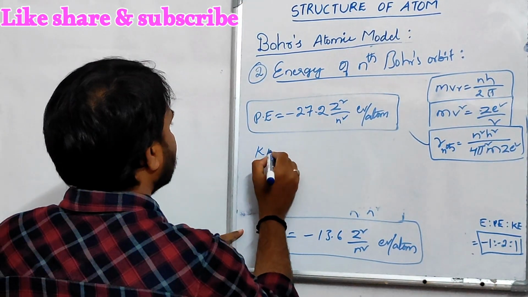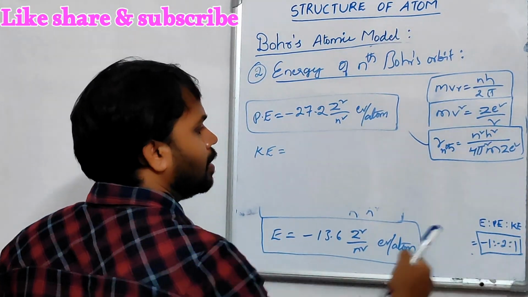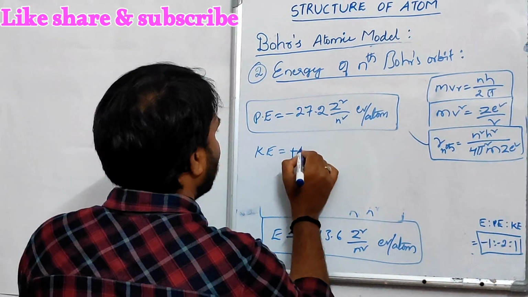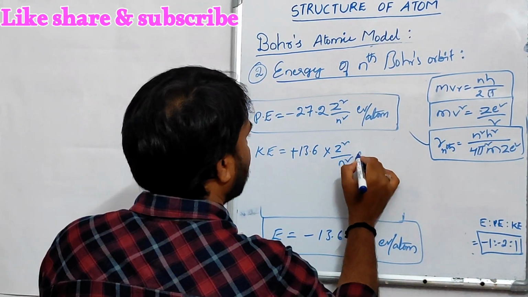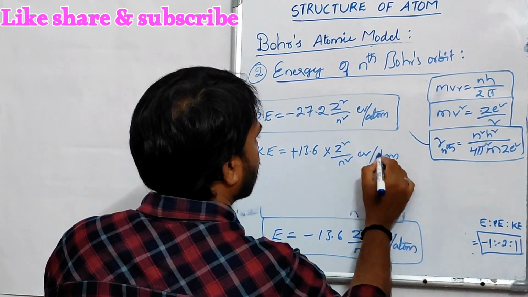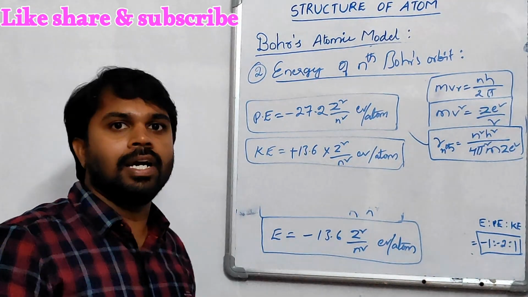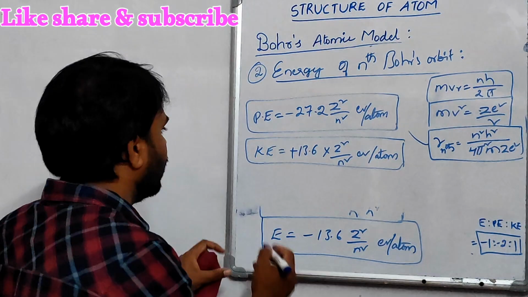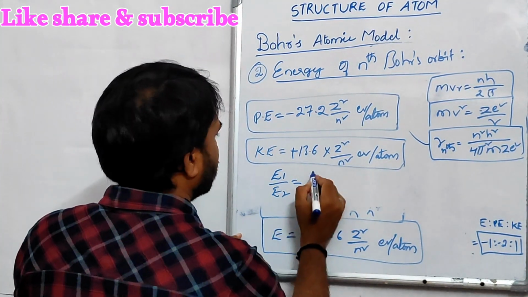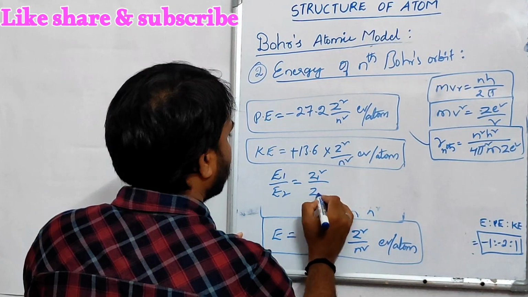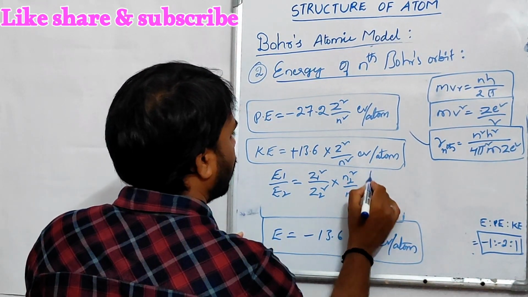And kinetic energy is equal to the same energy value, but the sign is different. So plus 13.6 into Z square by n square electron volt per atom. When the energies of two atoms are compared, the ratio E1 by E2 is equal to Z1 square by Z2 square into N2 square by N1 square.